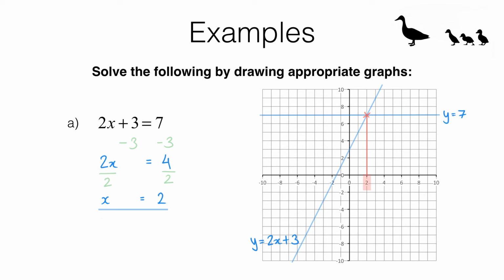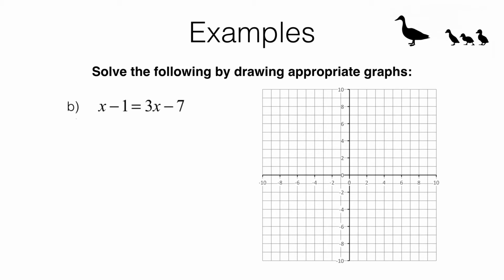Let's move on to the next question. Here's question B. What I need to do first is plot the graph of y equals the left-hand side, and then I need to plot the graph of y equals the right-hand side. So here's the line y equals x minus 1, and here's the line y equals 3x minus 7. See if you can spot the solution to this for yourself. Hopefully you've noticed this point of intersection, which means the solution is 3. So we write our answer as x equals 3.